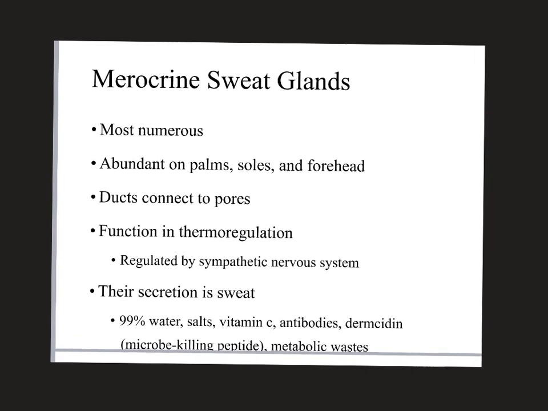All right, so your eccrine sweat glands are most numerous in the palms, soles, and forehead, with ducts opening at pores. They have a big function in thermal regulation. They're regulated by the sympathetic nervous system. This is your fight or flight nervous system. This includes the ones that are activated by exercise.